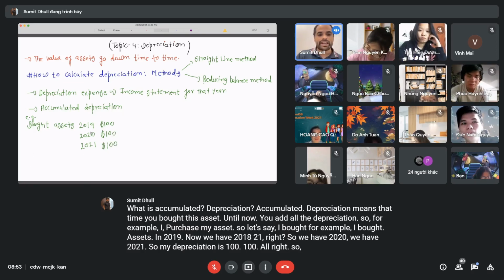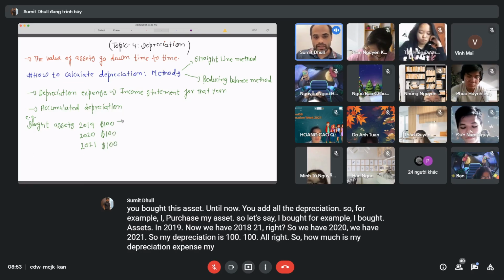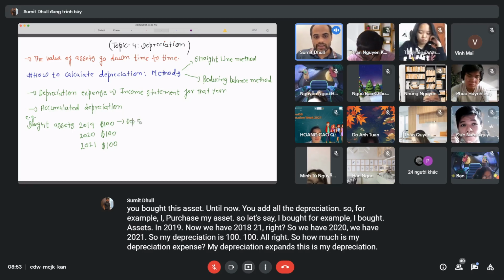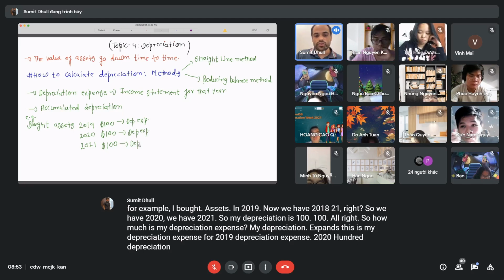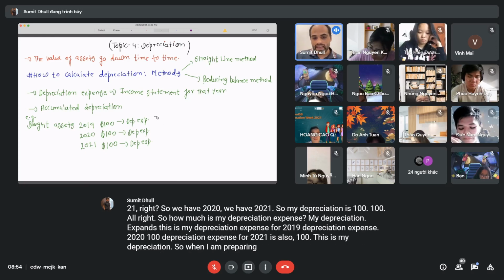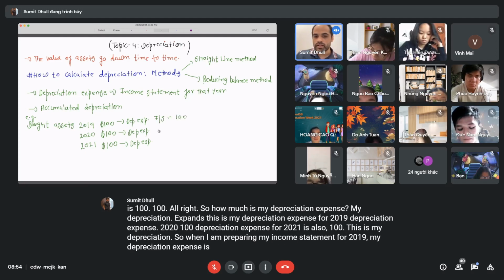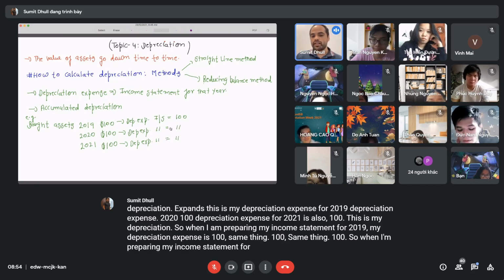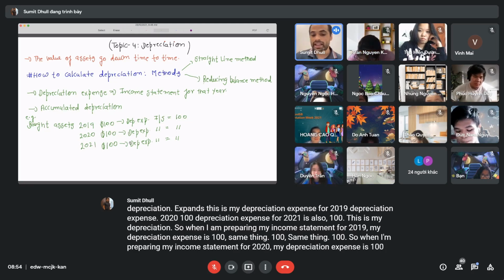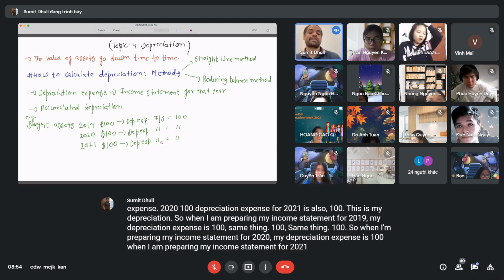So how much is my depreciation expense? This is my depreciation expense for 2019. Depreciation expense for 2020 is 100. Depreciation expense for 2021 is also 100. So when I am preparing my income statement for 2019, my depreciation expense is 100. Same thing for 2020, 100. And for 2021, my depreciation expense is 100, all right?